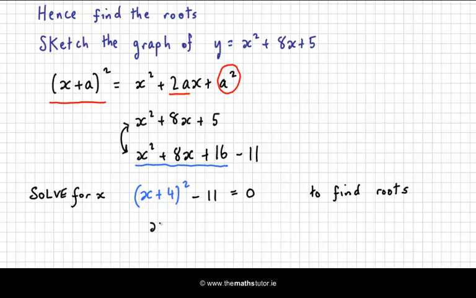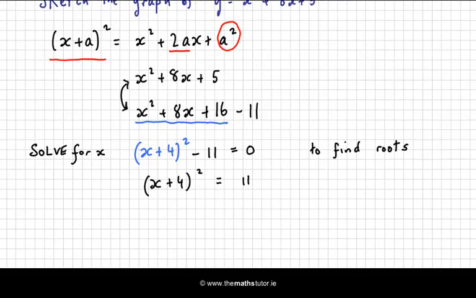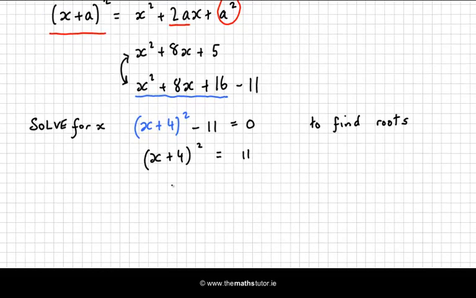And the best way to do that is to take the 11 to the right hand side, so that we can now get the square root of both sides. So now it's very easy. The square root of the left is just x plus 4. And the square root of the right is just square root of 11. And we just subtract 4 from both sides. So minus 4. And this will be plus or minus square root of 11. And we have our two roots.